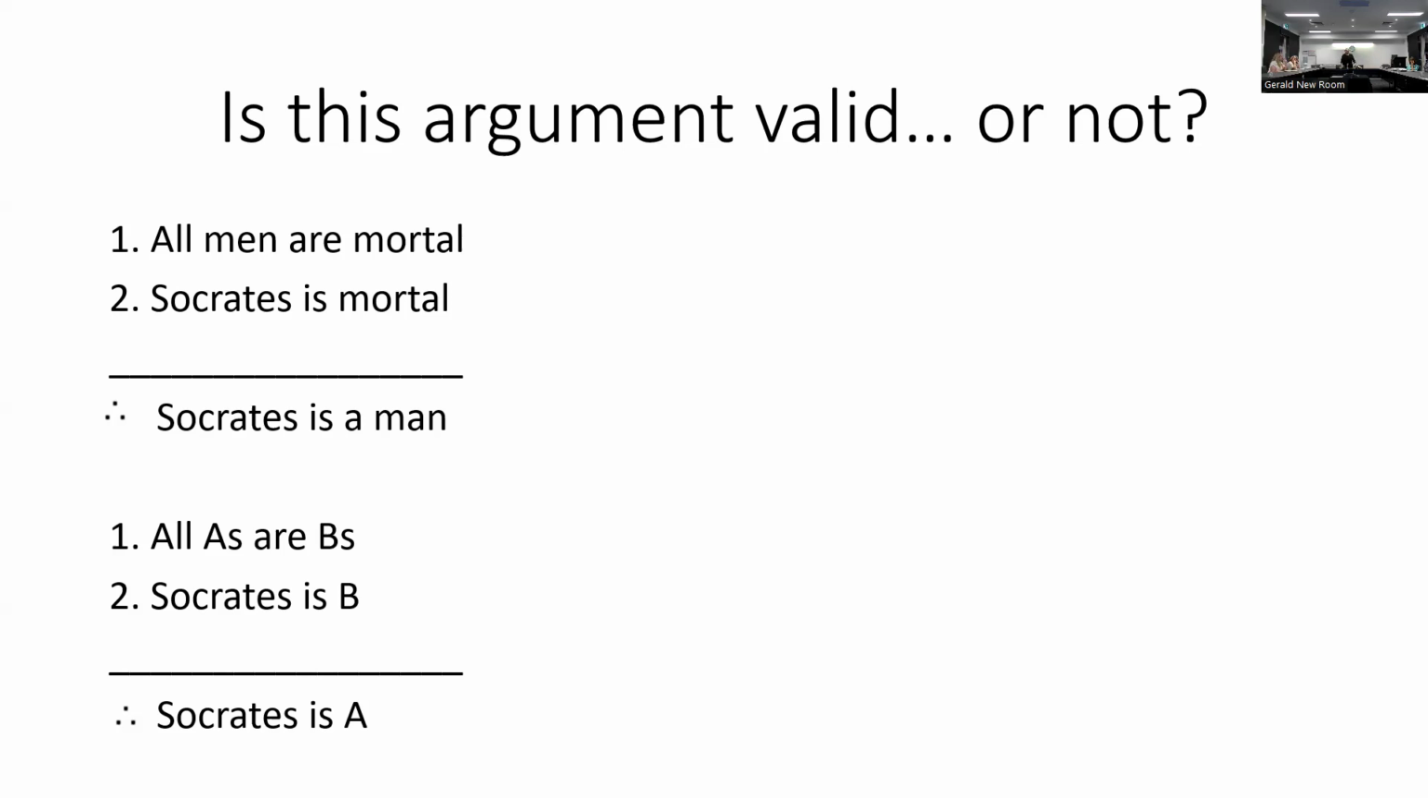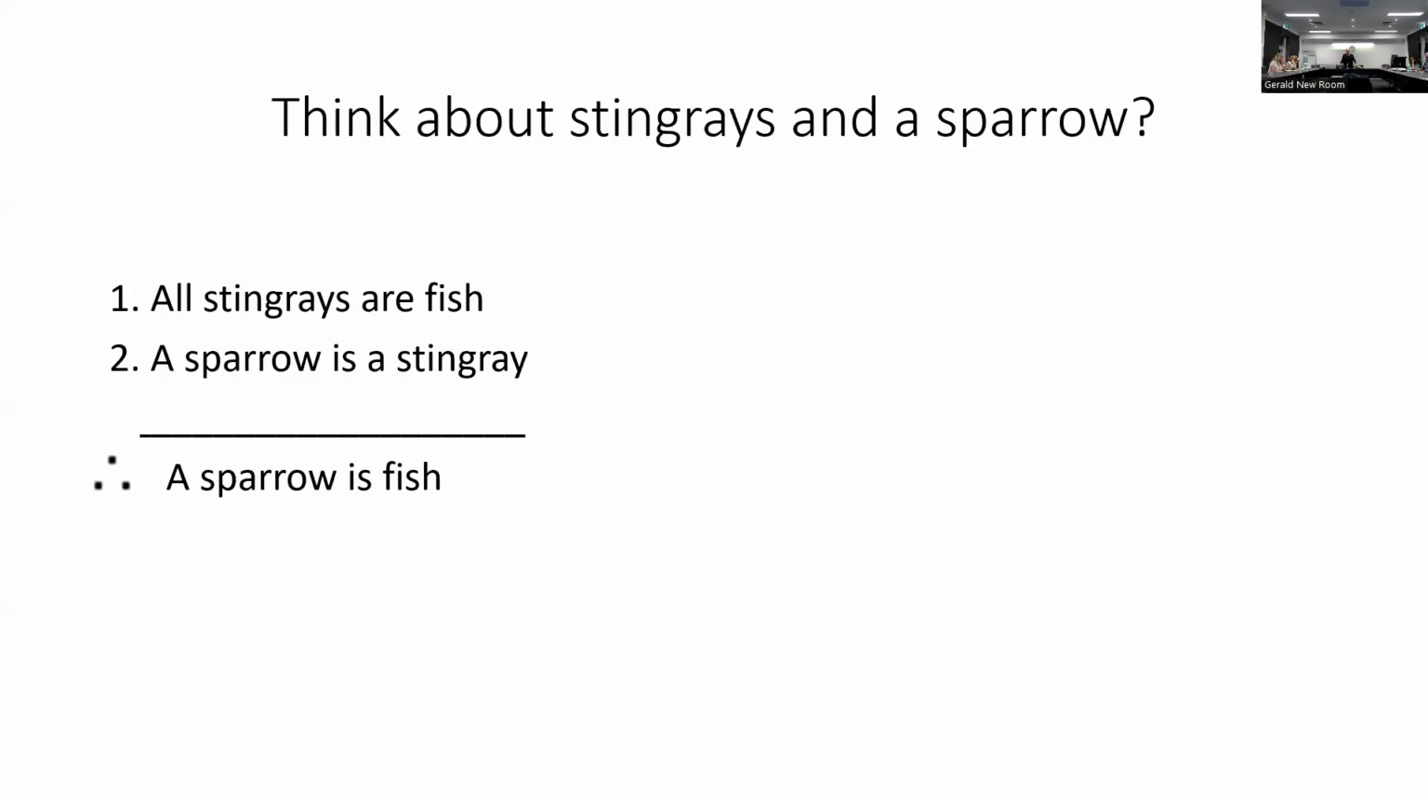This is why I go a bit slower. It is good when you do ABC, because it clearly shows you what the problem is. Is this clear? It's invalid, that means it's out of the category of soundness. So all stingrays are fish, a sparrow is a stingray, should be clear already.